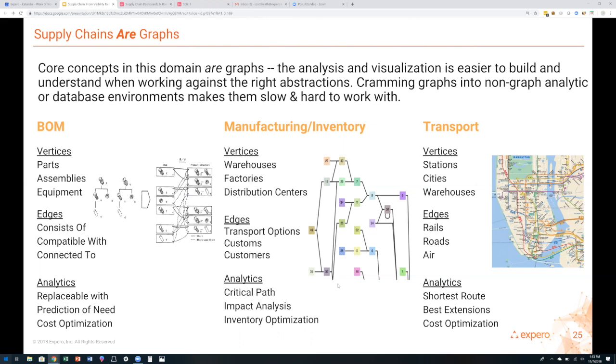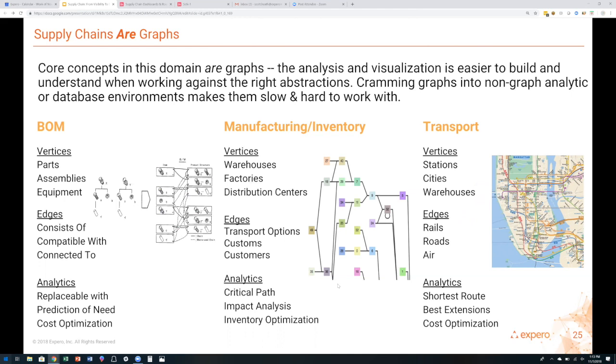The other thing that we start to see then is manufacturing and inventory, whether those are warehouses or distribution centers. What are the options to get transport accomplished, get to customers in different areas? And then we can start to query that graph for things like critical path, impact analysis, and then query for things predictive perhaps of optimization, et cetera.